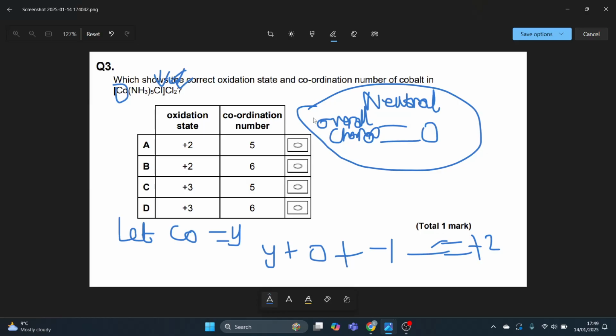That's probably one of the hardest parts to wrap your head around. Once you've got that, then it's pretty easy. Because then I think about it, okay, therefore Y is just going to be 2 plus 1, which is +3. So I know the oxidation state of Co is +3. Now I'm left with how many coordination numbers, 5 or 6? Well, I've got a ligand here, NH3, and there's 5 of them. And I've also got this Cl. So it's going to be 6 coordination number.